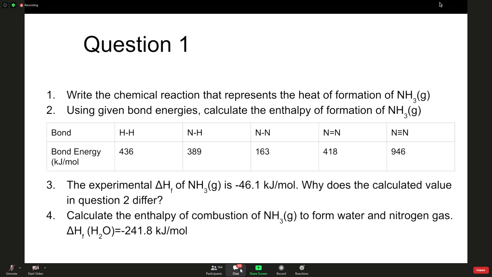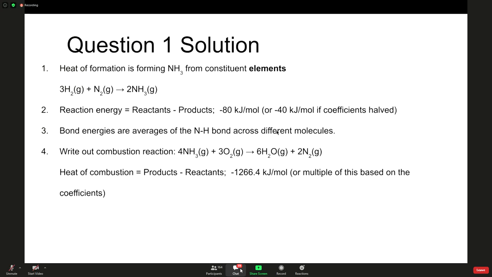Yeah, so make sure to include that sign. And yes, negative 40 and negative 80 are actually both correct. I know this is a little bit weird, but this answer will be correct whether you balance it this way or whether you take the halves of this. So you do three halves H2, one half N2, and then NH3, and you will get half of the reaction energy. I believe either Dr. Kincaid or Dr. Tran talked about this in class, but both answers will be accepted.